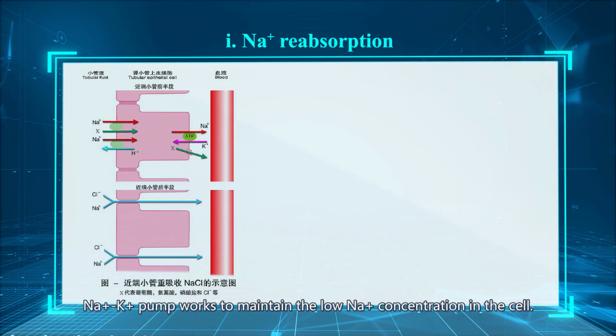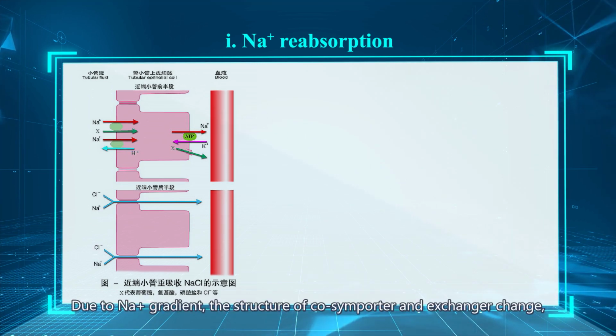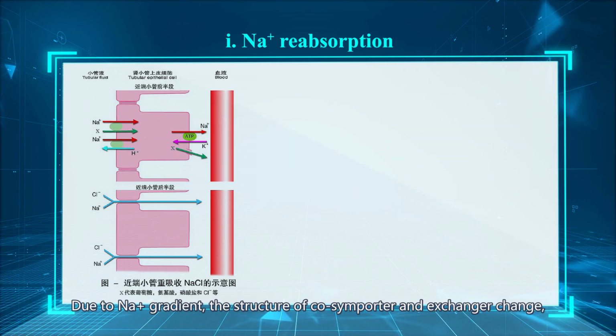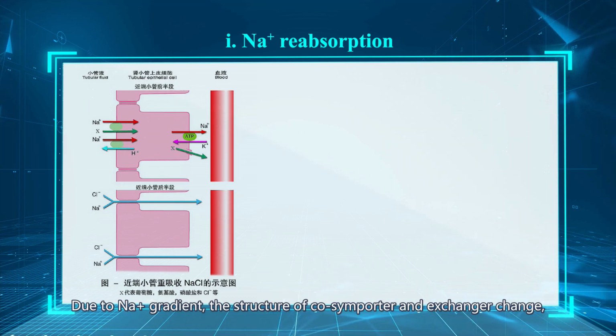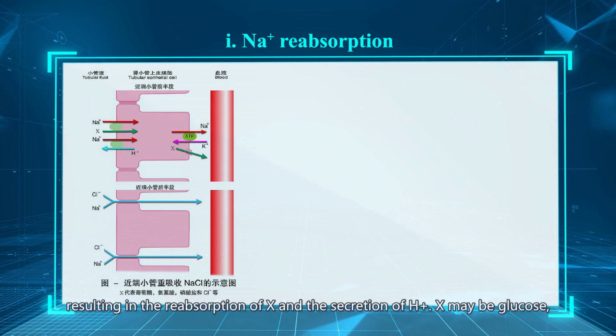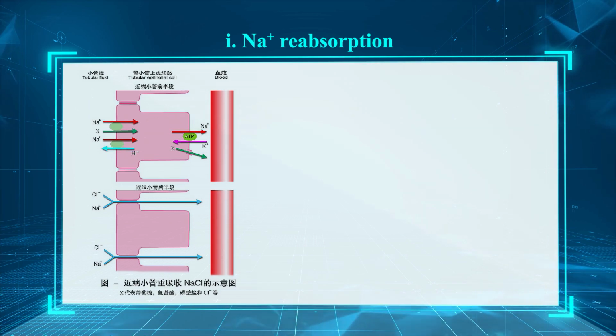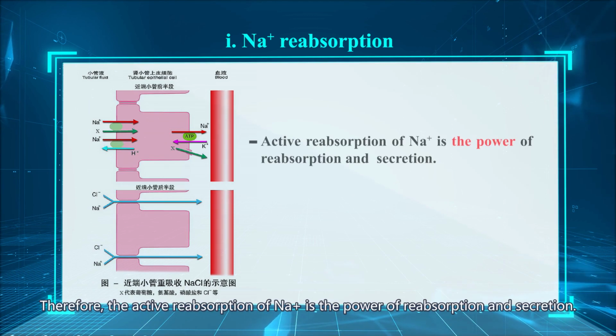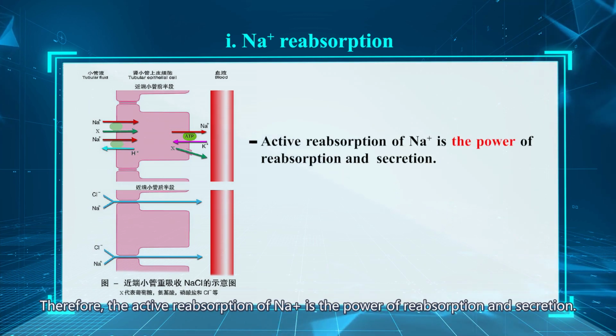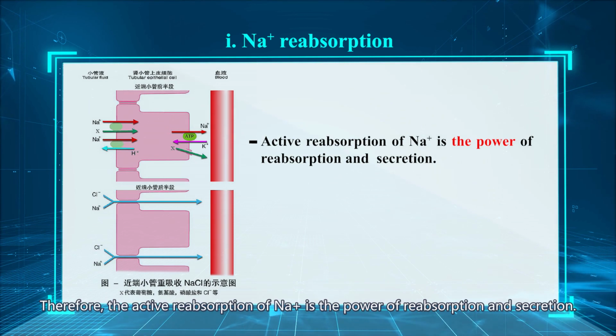The sodium-potassium pump works to maintain the low sodium concentration in the cell. Due to the sodium gradient, the structure of the co-importer and exchanger changes, resulting in the reabsorption of X and the secretion of hydrogen. X may be glucose, amino acid, and phosphate. Therefore, the active reabsorption of sodium is the power of reabsorption and secretion.